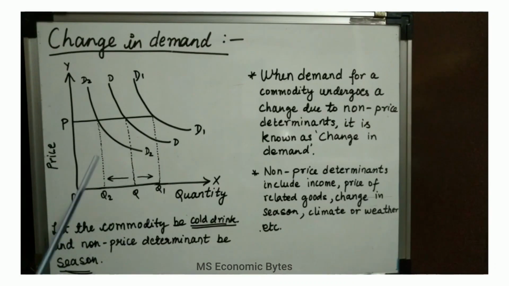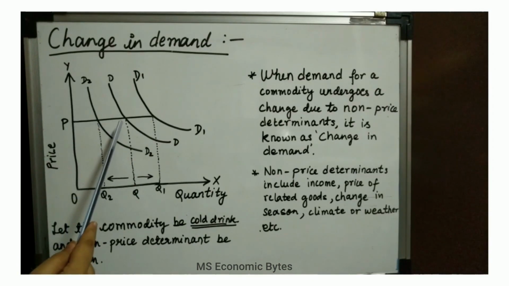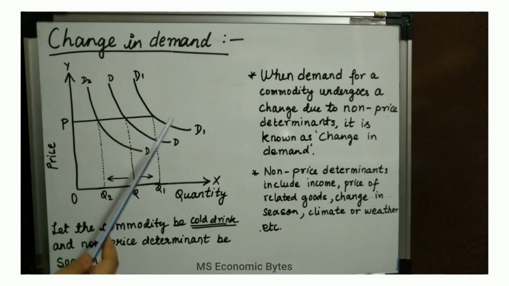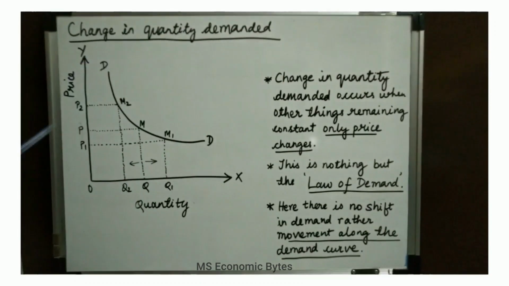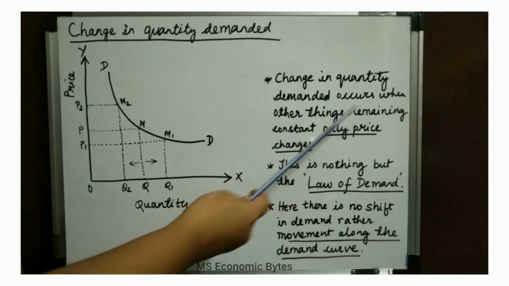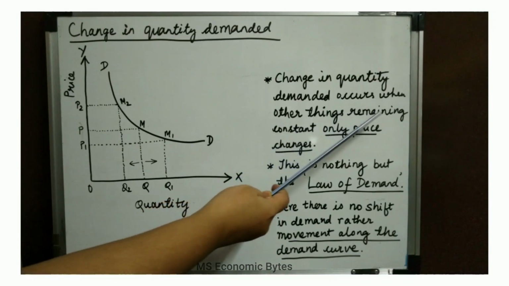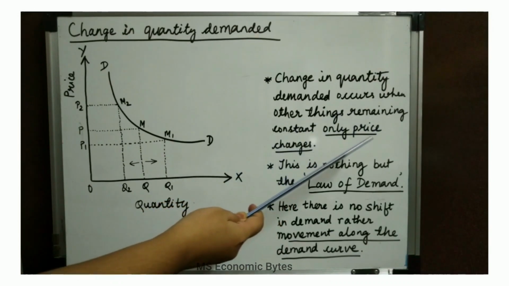In this concept, basically we see the demand shift from one place to another. It shifts to the right or shifts to the left, which is why it is also known as shift in demand. Now, when the demand for a commodity is solely influenced due to change in price, it is known as change in quantity demanded. Change in quantity demanded occurs when, other things remaining constant, only price changes.